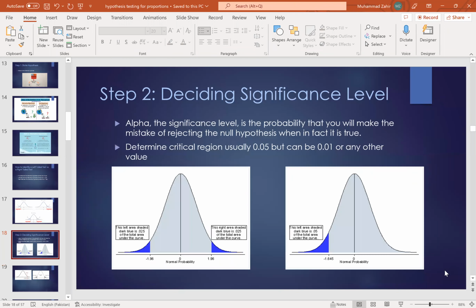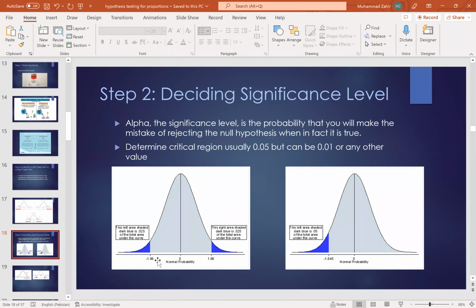So the first step was stating the hypothesis. Second is deciding the significance level. So alpha, the significance level, is the probability that you will make the mistake of rejecting the null hypothesis when in fact it is true. So it is very important. So the determined critical region usually is 0.05 but can be 0.01 or any other value.